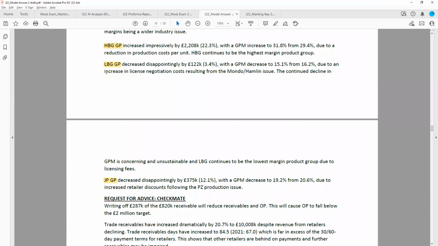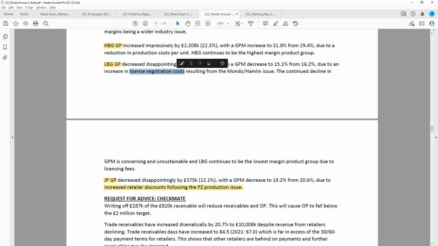So the reason from the exam paper. For LBG, gross profit margin has gone down because there's been an increase in license negotiation costs. So cost of sales has gone up in terms of those costs. But revenue won't have changed. That was just a cost which didn't generate any additional revenue. Continued decline is concerning and unsustainable, and it continues to be the lowest margin product group due to the licensing fees. And then JP, again, due to the increased discounts following the PZ production issue.